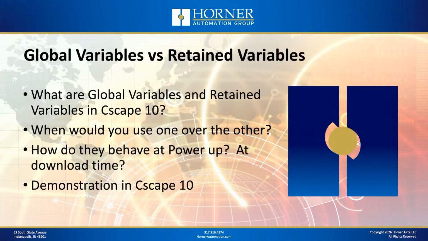Today we're going to start, like we always do, with definitions, defining global variables and retained variables in Cscape 10. We're going to talk about when we'd use one over the other, a whole bunch of different situations there. And then we'll talk about how these variable types behave at power up, at download time, all those sorts of things. And we'll finish up with a demonstration in Cscape 10.